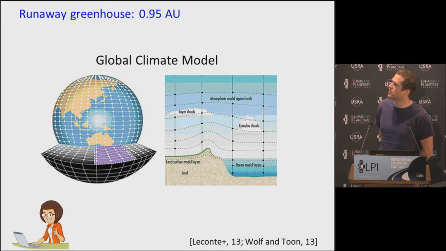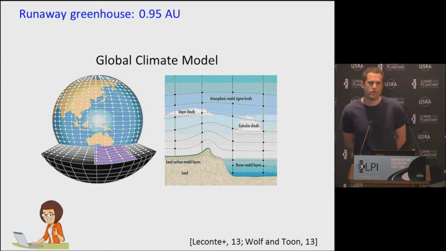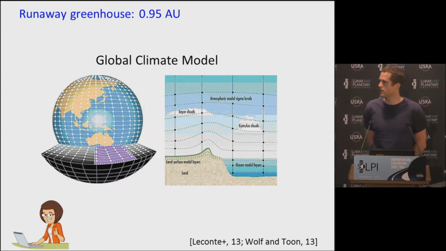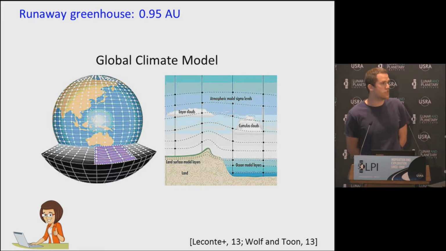And when she puts all this stuff in and then solves for the runaway greenhouse, she finds that it's about 0.95 astronomical units. So it's just a little bit in from where Earth is. So that's a huge cutoff of habitable region from what the astronomer thought. So this water vapor positive feedback has a huge effect, is the bottom line.